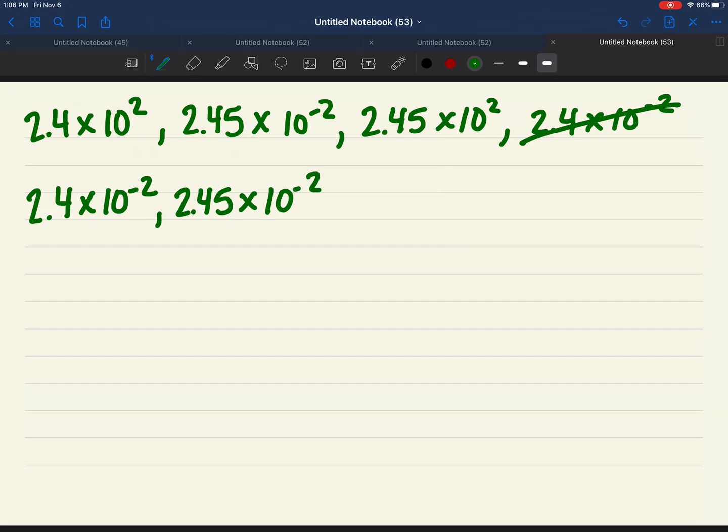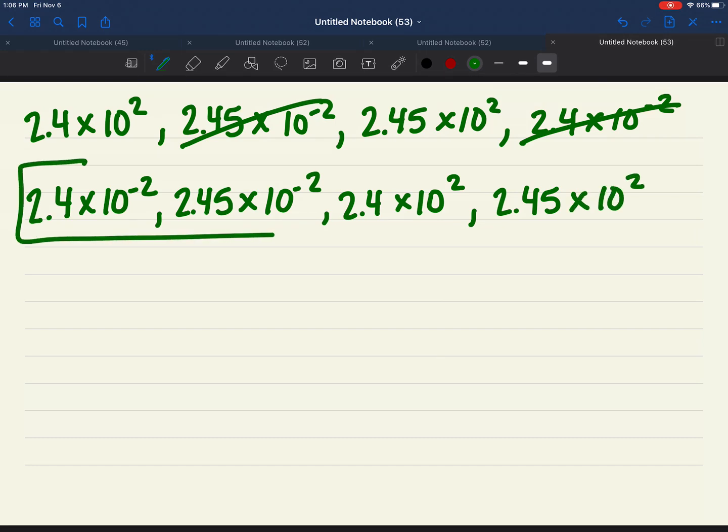Okay, and then we know 2.45 is the next one because it's the only other one that has a negative exponent, correct? Okay, then we look at the two that have an exponent of positive 2. If they have the same exponent, just look at the number in front. Which number is smaller? 2.4, okay? And then 2.45 would be next. Easy enough, yes?